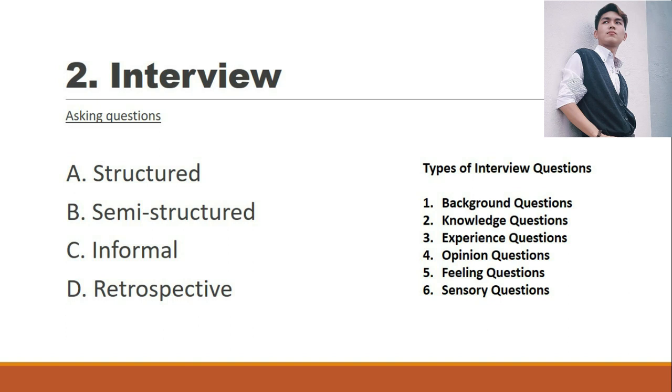Then, what is this background questions? So these are routine questions about the background of the participants. Meaning to say your questions focused on the education, age, previous work, and the like. From the word background, kumbaga, we want to know ano po ba yung background ng ating mga participants. So, how about knowledge questions? Here, we are dealing with participants' factual information. So, for example, asking the participants about school information such as school rules or activities. So, that is knowledge questions.